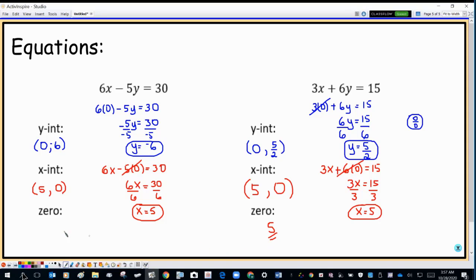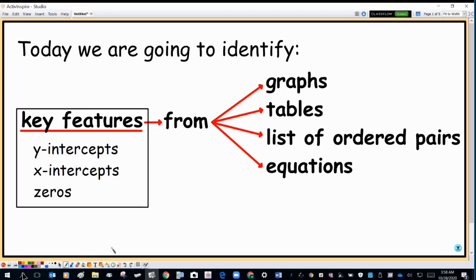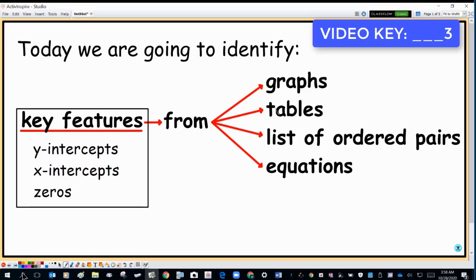That reminds me, I forgot to do the other first example there. And that one happens to be 5 as well. So there we go. Today we learned how to identify the key features from graphs, tables, list of ordered pairs, and equations.